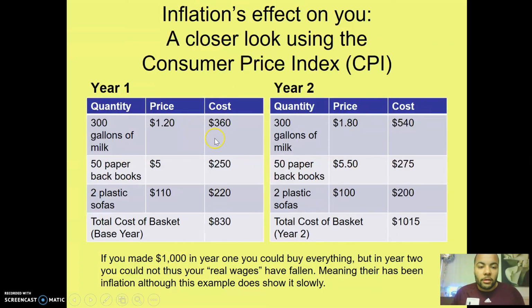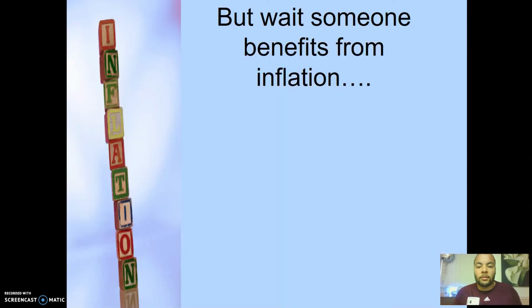If you look here on the left, 300 gallons of milk in year one at $1.20 cost about $3.60. In year two, the price went up 60 cents per gallon, meaning the cost is going to go up. So although the same supply is coming, are people going to want to buy more? Probably not. The purchasing power is going to go down. You're not going to be able to afford it.